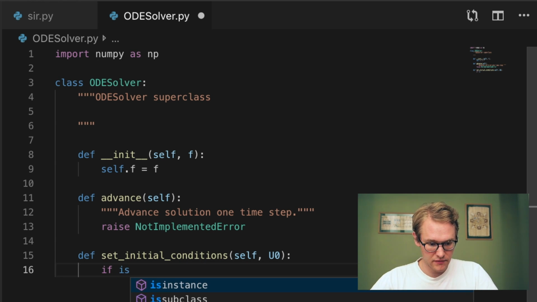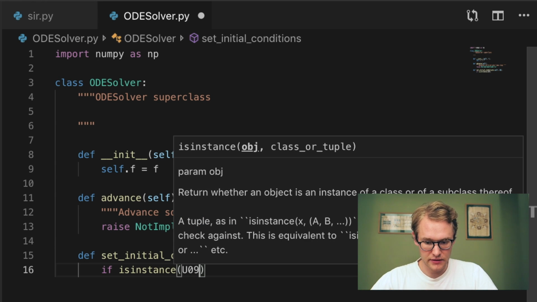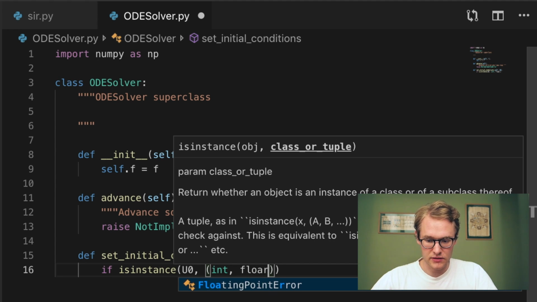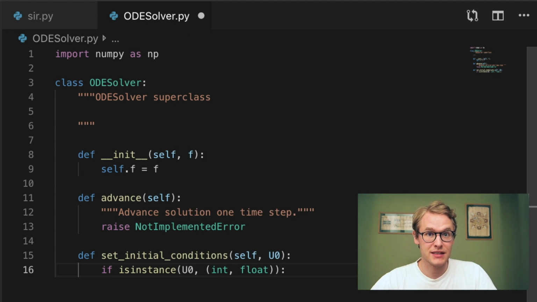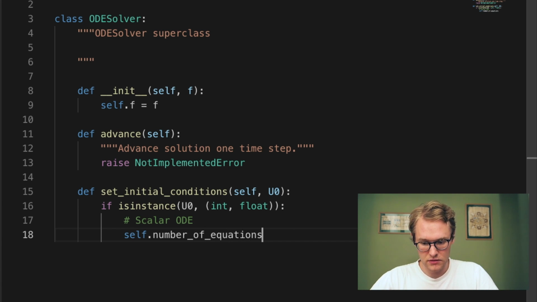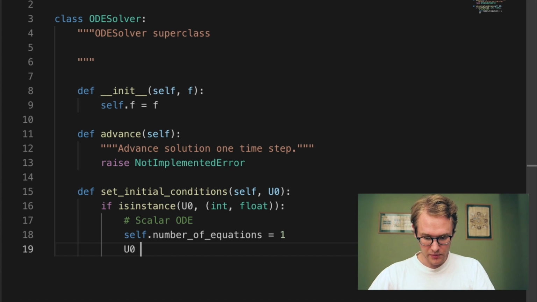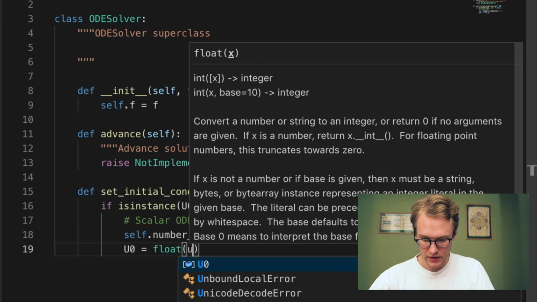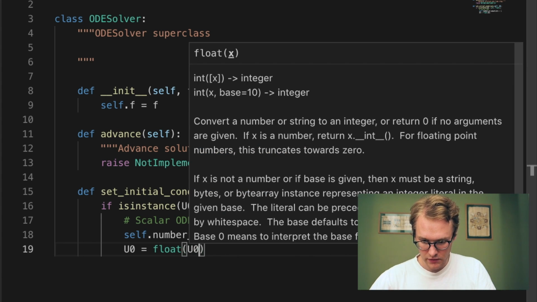So if we only get one number as initial conditions, if this is an int or float, then we want to treat it as that we just have one equation, right? So this is what we call a scalar ODE, and the number of equations will be 1. And we'll make sure that this is a float. Yeah, like so.